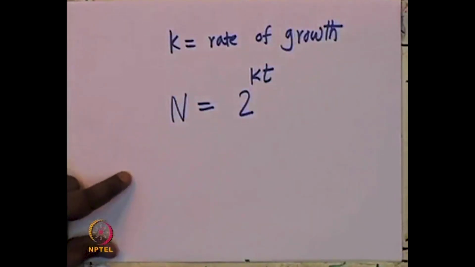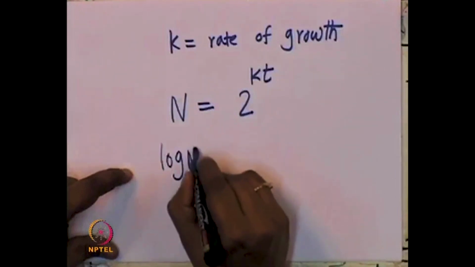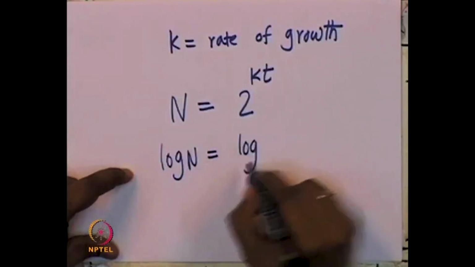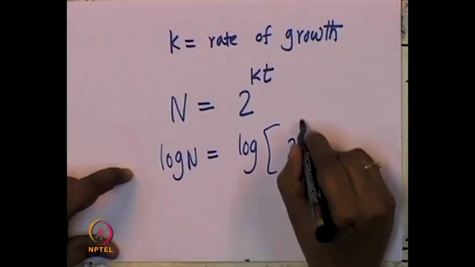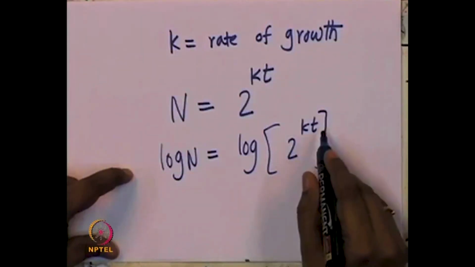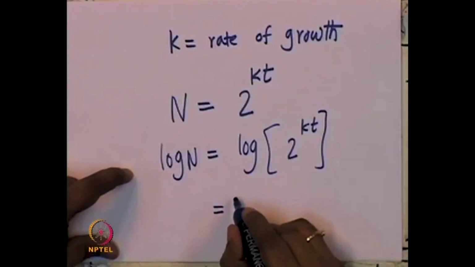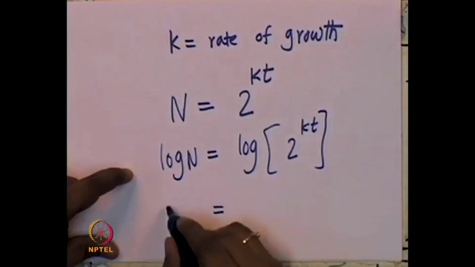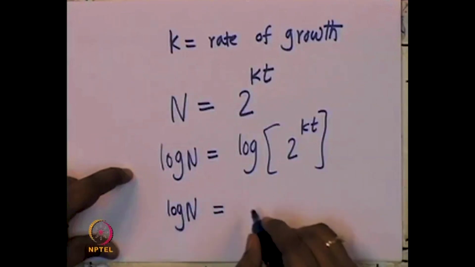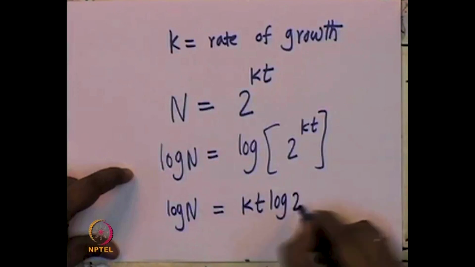Now, if we take log on both sides, we have log n is equal to log of 2 power k t. So, log of a power x is x log a. So, this gives that log of n is nothing but k t times log 2.